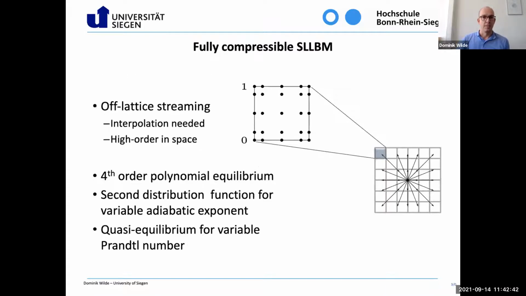We are operating in cells, and the cells have support points which are not equidistant, which is why we are able to use high-order polynomials in space, which also renders our solution high-order in space. Concerning the equilibrium, we use a fourth-order Hermite polynomial equilibrium. To gain a variable adiabatic exponent, we have a second distribution function, which is coupled with our energy moment. And we use a quasi-equilibrium for a variable Prandtl number.